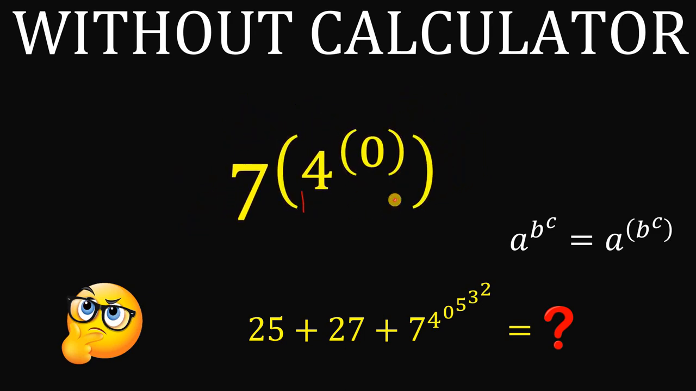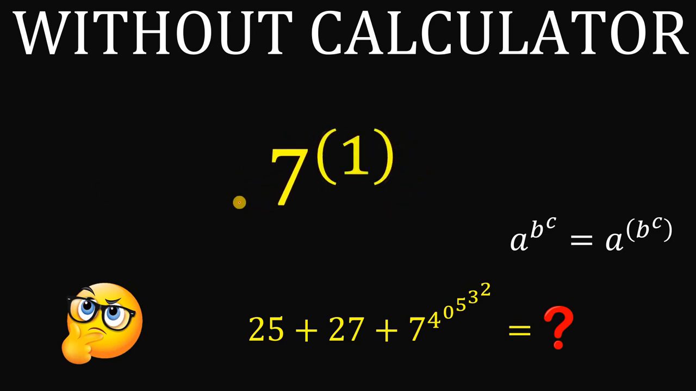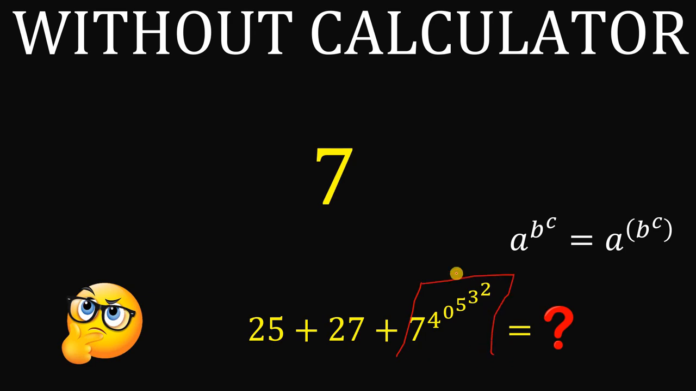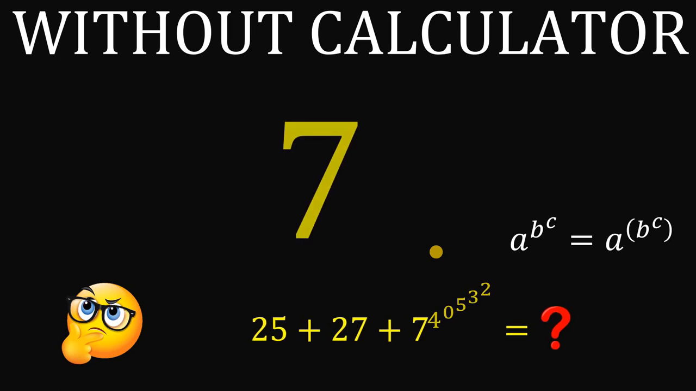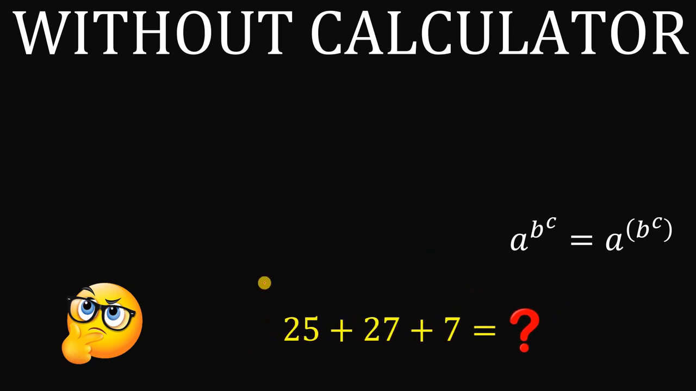Now, 4 raised to 0 is just 1, we all know that. And 7 raised to the power of 1 is just 7. Therefore, the value of this expression right over here is just 7. So we can now simplify this. We can now focus on this expression.